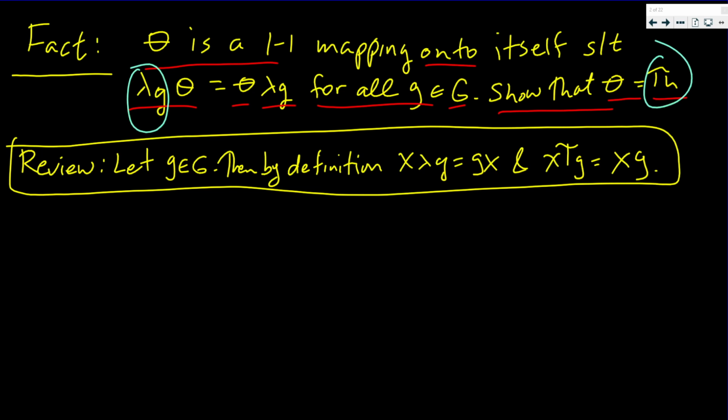Hence the review. Let g be in G. X lambda g is just multiplying on the left by g. So you take x and you multiply on the left by g. X times tau g, or tau g acting on x, is just the reverse. Multiply on the right by g. So you take x and you multiply on the right by g. And I want to show that theta is this tau mapping for some g.